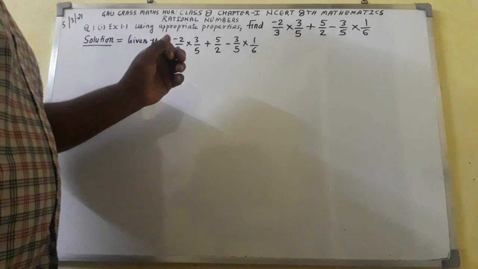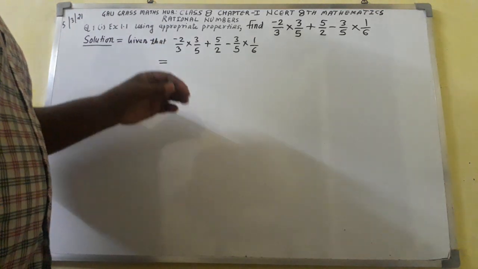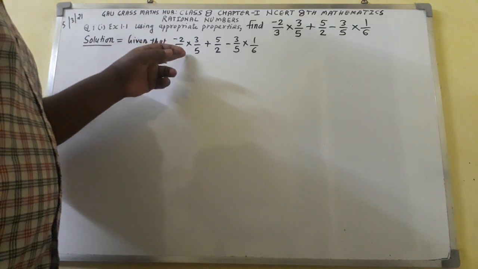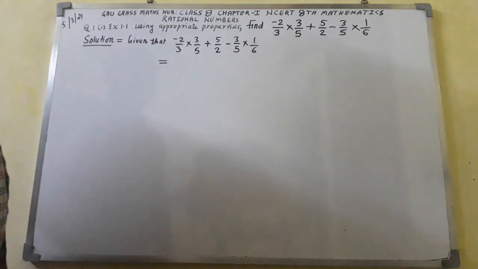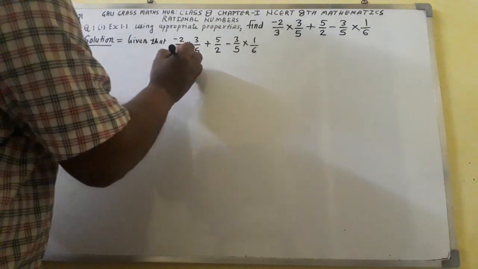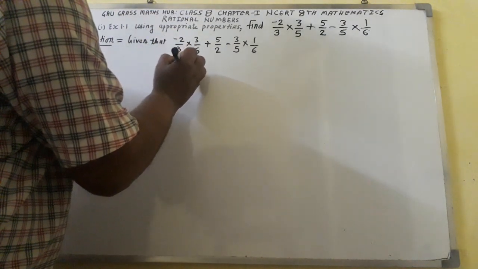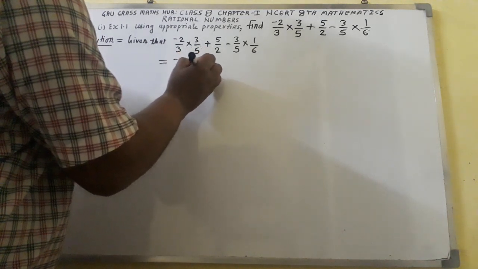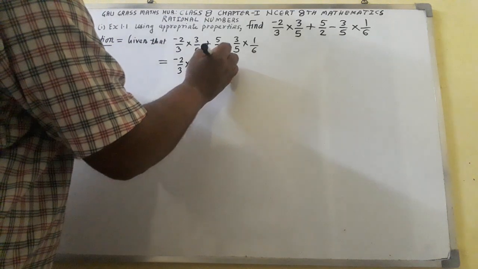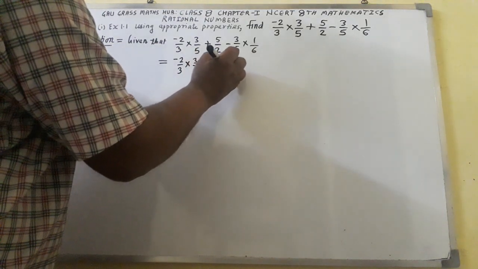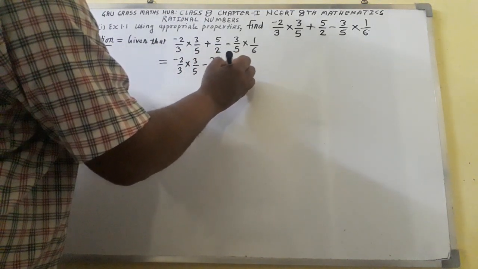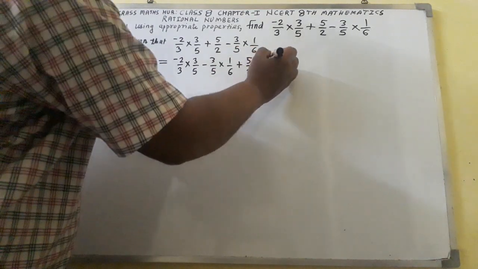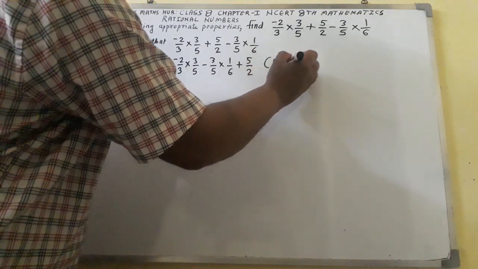So here I shall use commutative law in order to put the first term and third term together. So here I shall write -2/3 into 3/5 minus 3/5 into 1/6 plus 5/2 by commutative law.